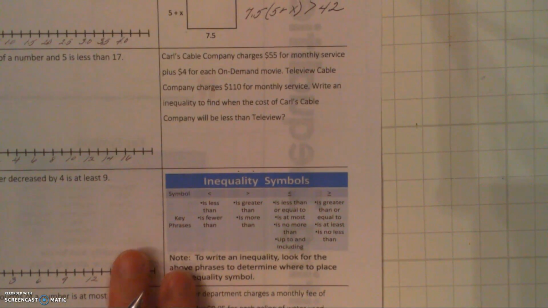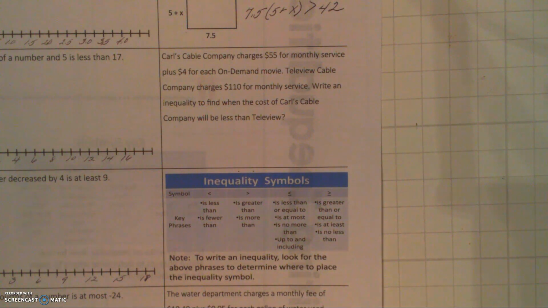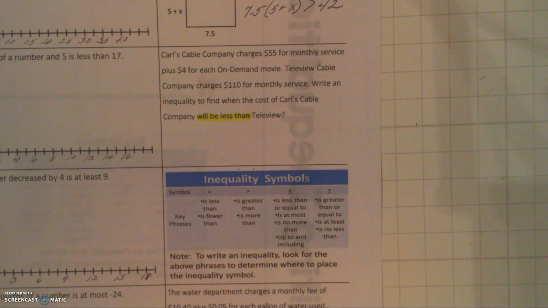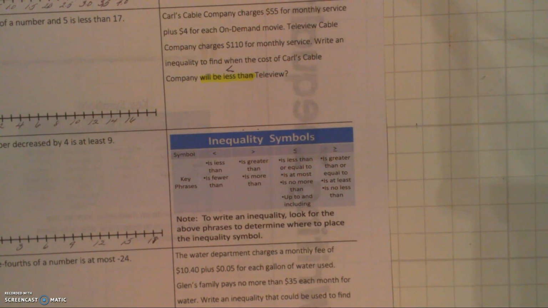Okay? Now the next one we're going to look at is Carl's Cable Company charges $55 for monthly service plus $4 for each on-demand movie. Teleview Cable Company charges $110 for monthly service. Write an inequality to find when the cost of Carl's Cable will be less than Teleview. So first of all, it will be less than, and if we look at the words, is less than, we know it's this inequality symbol, so we're going to put it there.